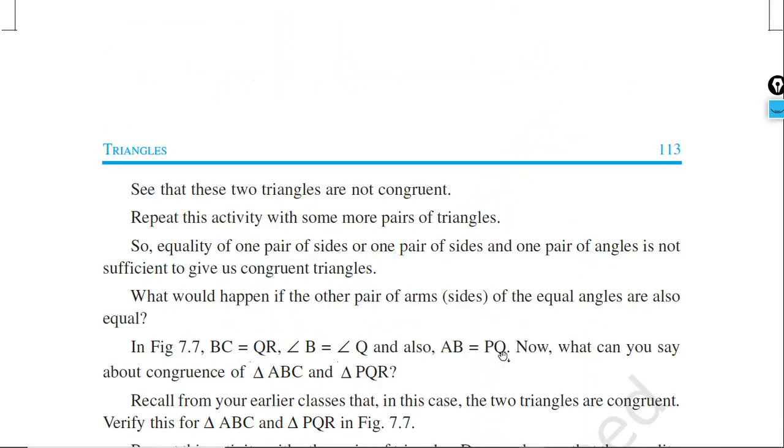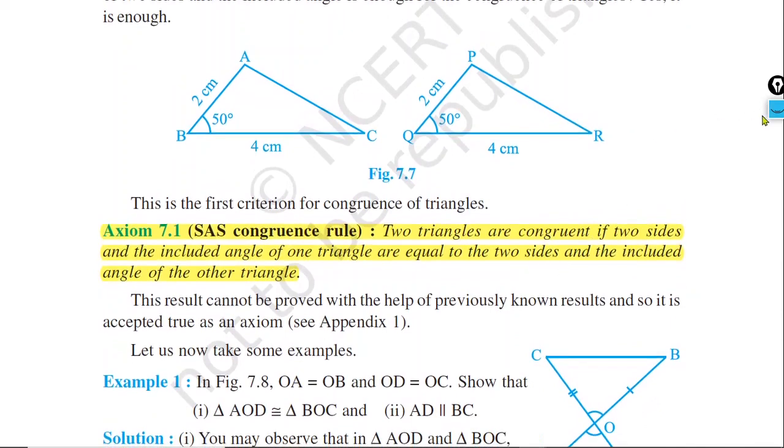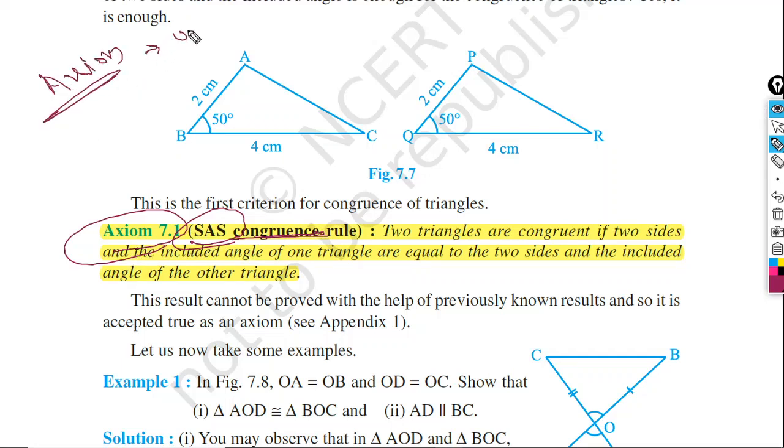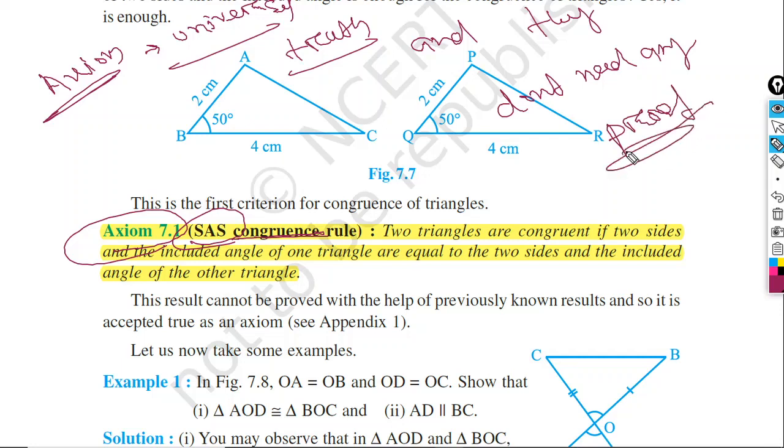Okay, the first criteria we will go to is the side angle side congruency rule. It is an axiom. I have already told you before what an axiom is. Axioms are universal truths, and they don't need any proof. We don't need to prove them. This is an axiom. We don't need to prove the axiom.